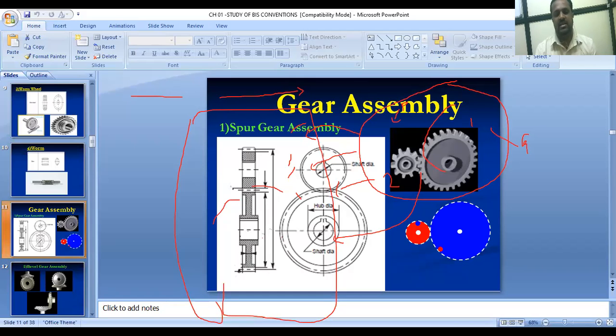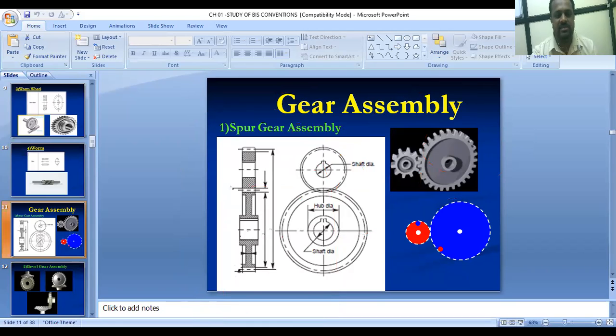Okay, understood? Yes, sir. Understood or not? Yes, sir. Okay, it is very simple.